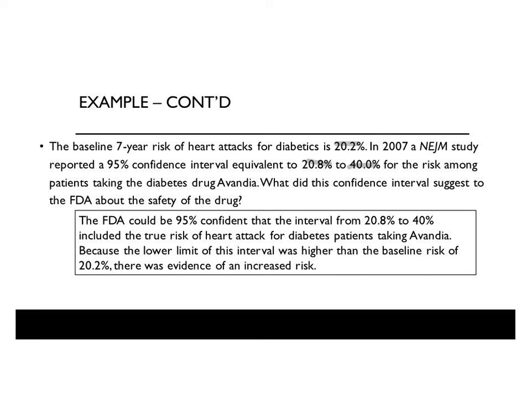Okay, so we can say the FDA could be 95% confident that the interval from 20.8% to 40% included the true risk of heart attack for diabetes patients taking Avandia. Because the lower limit of this interval is higher than the baseline risk of 20.2%, there was evidence of an increased risk. So what we're saying here is the 20.2% doesn't fit into the boundaries of the confidence interval, and because of that, we have evidence to suggest it is really higher. 20.2% is less than 20.8%.